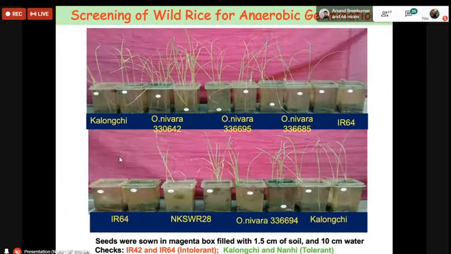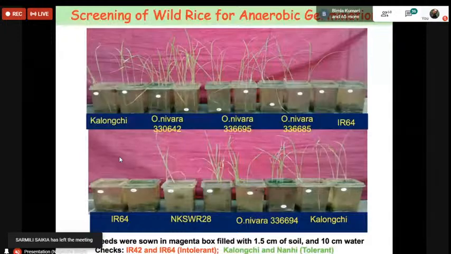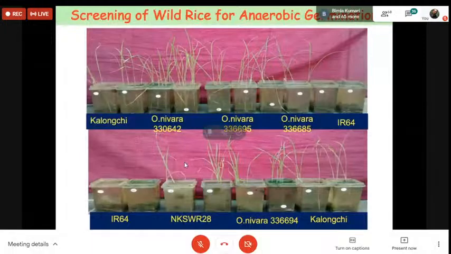Similarly, for germination, we found lines which got more than 90-95% germination compared to standard controls like Kalonchi and Nanni, which have only 60-70% germination. Of course, for something like IR64 and Swarna, there will be no germination. If you put them in 15 centimeters of water and ask them to germinate, there will be zero germination because they cannot survive the anoxia, or lack of oxygen.